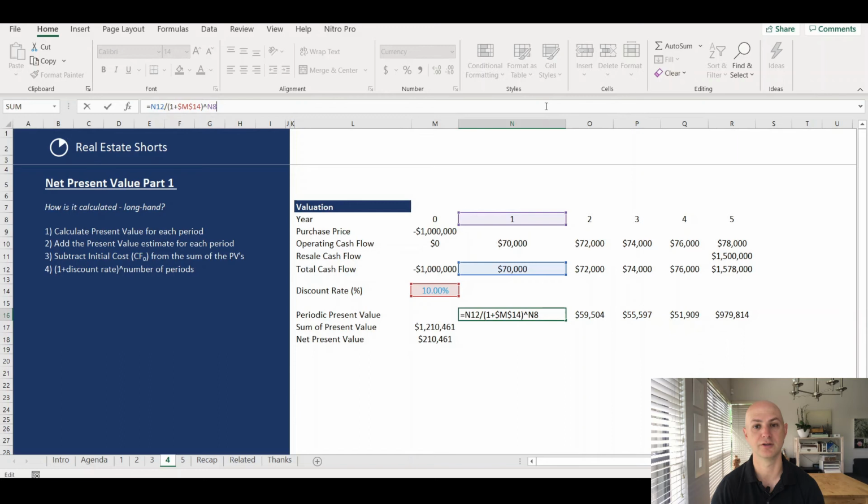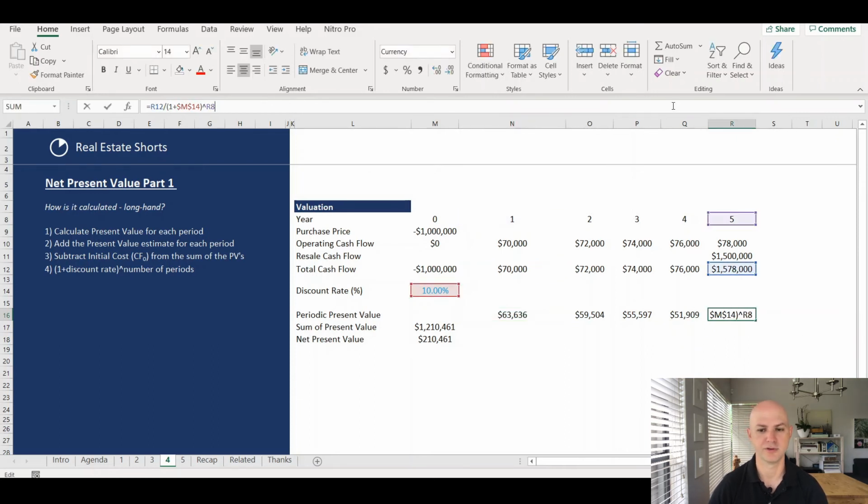In this case, if we take a look at the formula, we're going to say, let's discount $70,000 by the discount rate, the 10%, for one period. If we can explain it verbally, then let's put a formula around that sentence. We'll take the $70,000 divided by 1 plus the discount rate raised to the number of periods we're discounting, so an exponent of 1. We can carry this forward, for example, by discounting $1.578 million by 10% for 5 years.